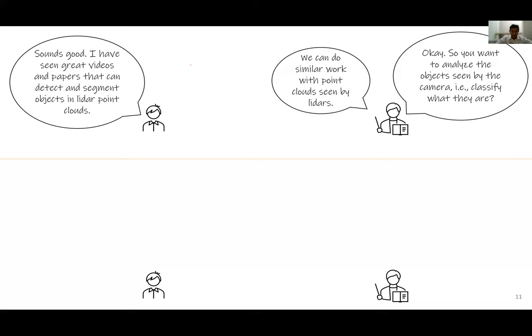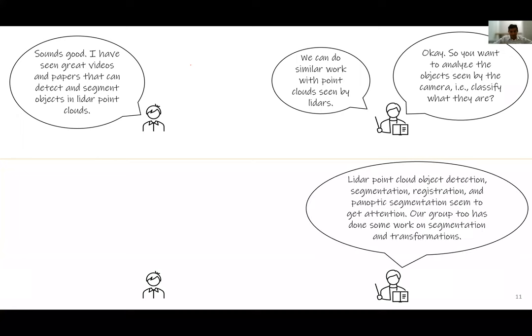All right, sounds good. I have seen great videos and papers that can detect and segment objects in LiDAR point clouds. So this student has seen YouTube videos of what others have done in regard to point clouds. You know, this LiDAR, it emits... your cars also, we have LiDARs now. New cars have LiDAR, so this device, you know that, right? It enables you to find objects in front of you. So self-driving cars use these technologies a lot. Some of them do not, some of them do. So student has seen those things.